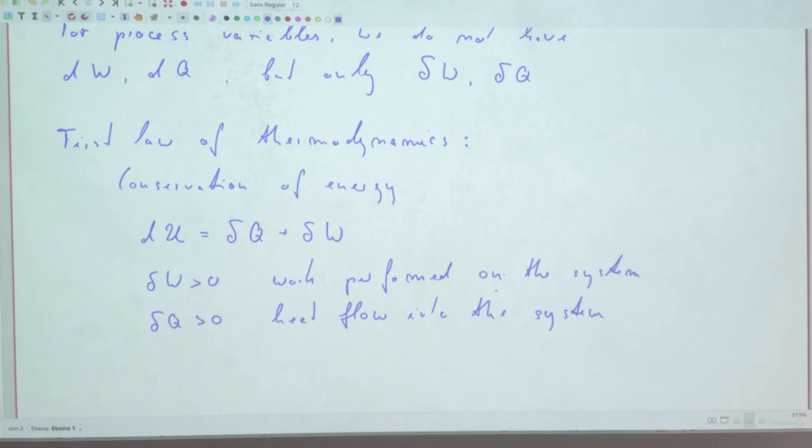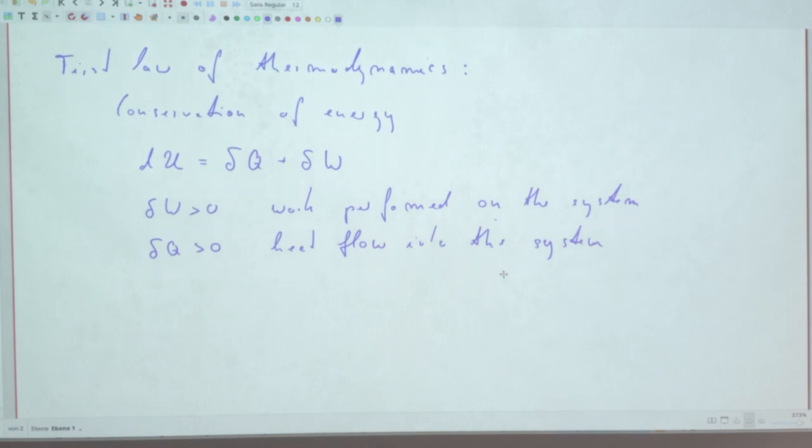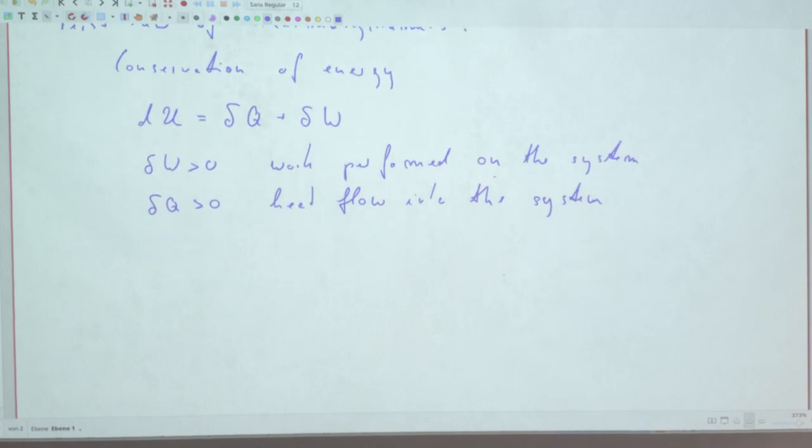Okay, so these are very simple things which are probably familiar to all of you. But don't forget how surprising it was. I think it was in the 18th century when this law was first stated. Before, people were not aware that such a conservation exists.